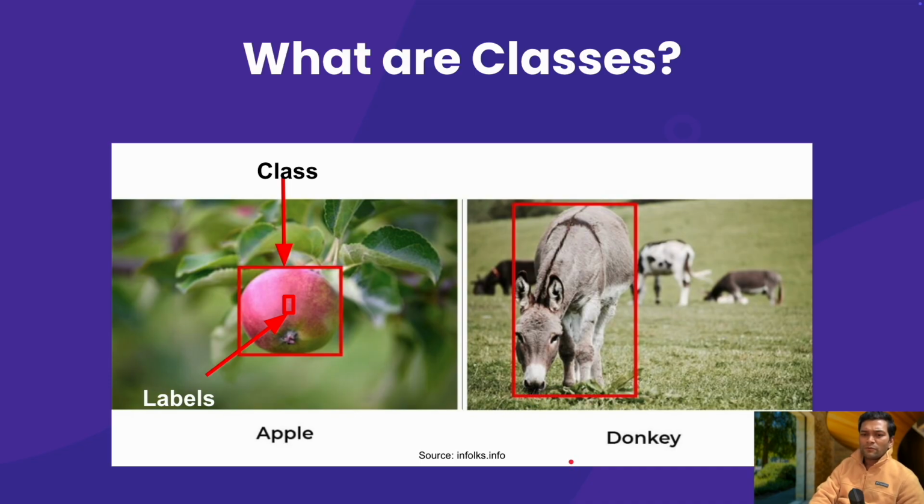Now we know what a class is. Then what is a label? Labels are specific tags or identifiers assigned to the pixels in an image to show which class they belong to. For example, every pixel labeled as apple would belong to an apple class. And the same goes for donkey or any other object for that matter.